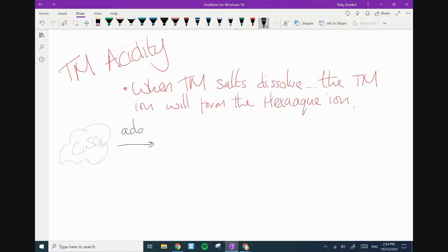Add to water. And I immediately form the hexaaqua ion. Now the hexaaqua, I'm just going to do the waters as circles today. There we go. We form the hexa. Those little blobs, I'll do a key. So it forms the hexaaqua ion.